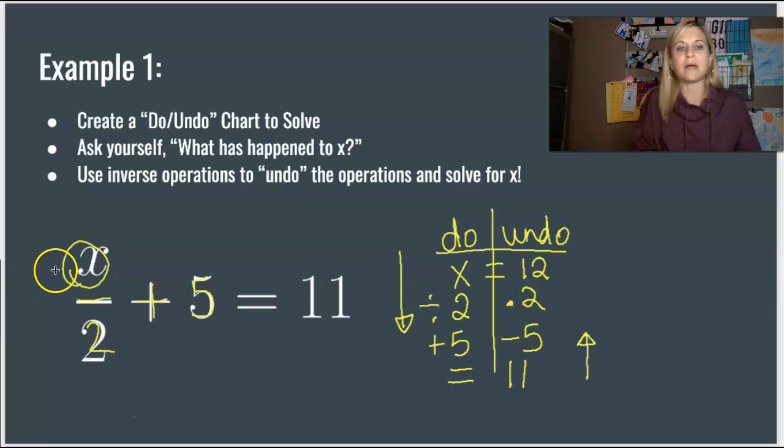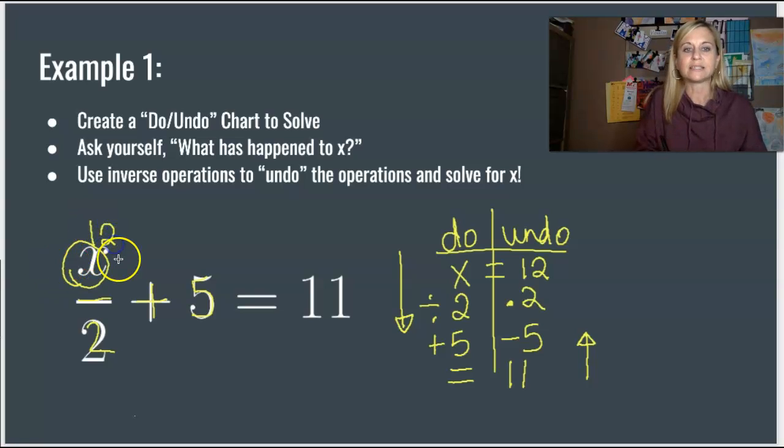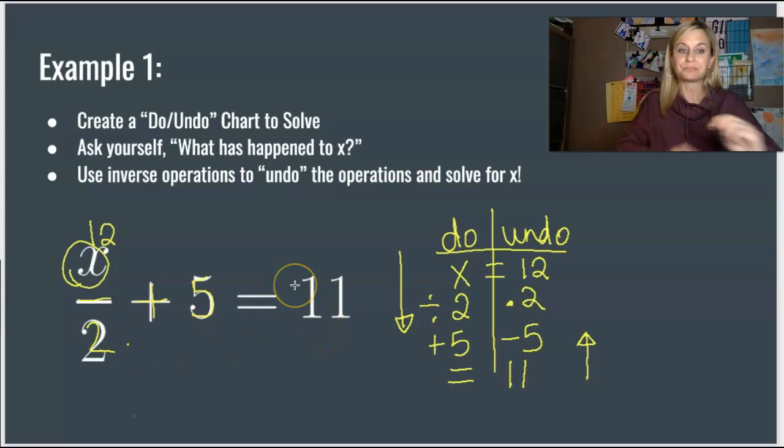And you can check that by putting 12 in for X. What's 12 divided by 2? Oh, that's 6, and 6 plus 5 equals 11, right? So that's example 1. Pause if you need more time to write this down.